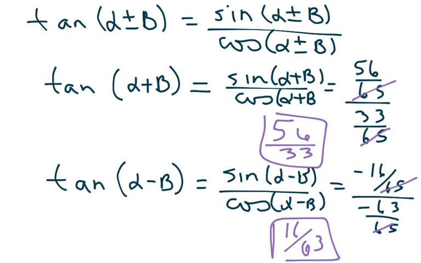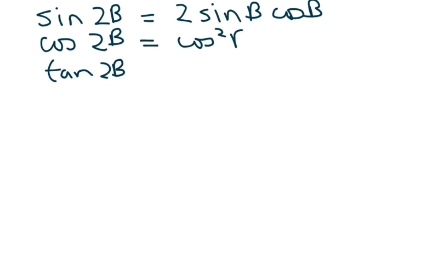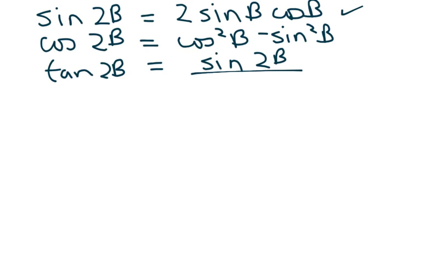Okay, the next set we're going to do is the double angles. The double angles mean we're going to use all beta this time. So sine of 2 beta, cosine of 2 beta, and tan of 2 beta. And for sine, there's only one formula. That's 2 sine of beta times cosine of beta. For cosine, there's one of 4 formulas you can use. I'm going to use cosine squared of beta minus sine squared of beta. And for tangent, I'm just going to divide sine of 2 beta that I get here over cosine of 2 beta, which I get from here.